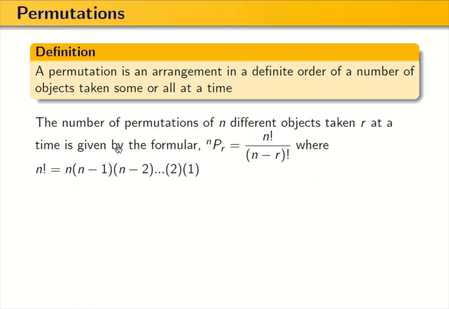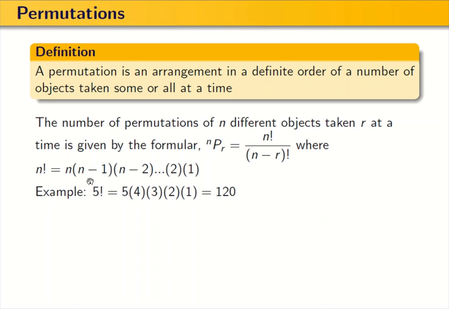Now the factorial here means that n factorial is the same as n times (n minus 1), times (n minus 2), times (n minus 3), and so on. You get to a point where you subtract something from n and you get 2, then subtract and get 1. Then you don't continue again. Let's take an example for you to understand.